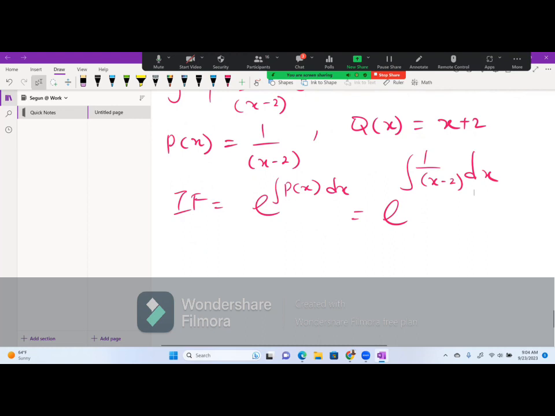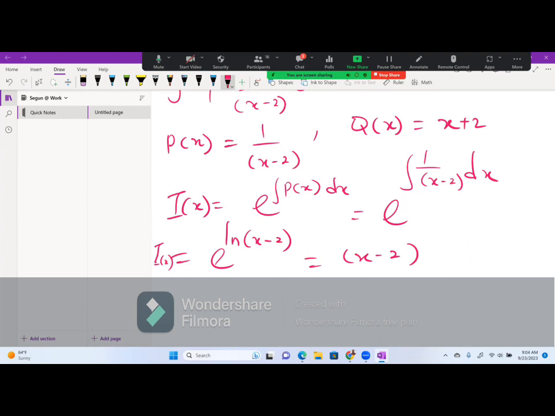Remember, it's still ln x, so the final answer for this one will be the exponential of ln of x minus 2, which is equal to x minus 2, because the ln and exponential will cancel each other. So our I of x in this case will be this. Maybe I should put this one as I of x so that you won't be confused.